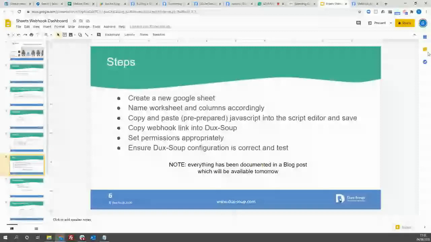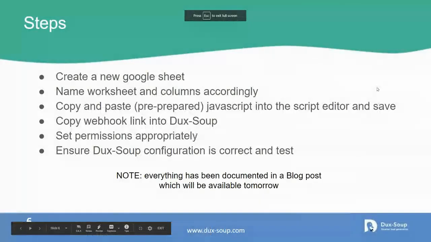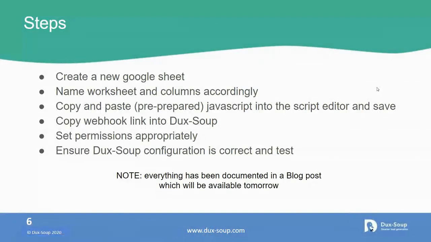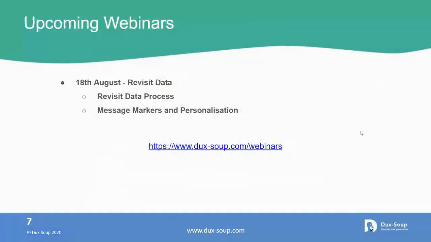If we just go back to the presentation a moment. Hopefully that's all been pretty clear to you there. We've created our Google Sheet. We've named the worksheet and the columns. We've put the JavaScript in and we've saved it. We've enabled all the permissions. We've copied the webhook link into Dux-Soup. We've ensured that that's enabled, and we've made sure that we're only capturing visit, action, and message events. We've ensured Dux-Soup's configuration is correct, and we've sent out some invitations, and we've created our tracking sheet, which was the target for today.